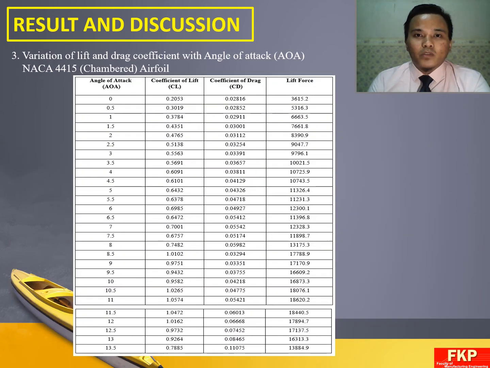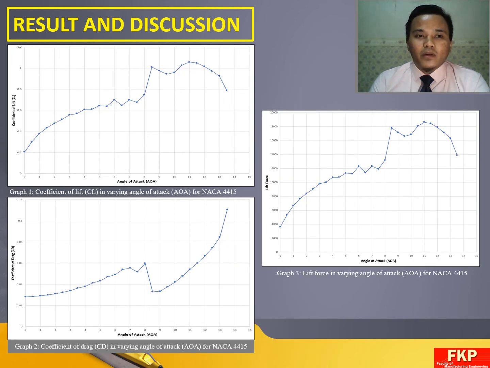Furthermore, from the simulation of static pressure and velocity magnitude of NACA 4415, the data for coefficient of lift, coefficient of drag, and lift force of NACA 4415 were found for different angles of attack. Finally, the ratio of CL to CD was calculated. The table shows the data CL, CD, and LF with different AOA. Next, plotting the graphs. Graph 1 is about the coefficient of lift, graph 2 about the coefficient of drag, and graph 3 about the lift force of NACA 4415.